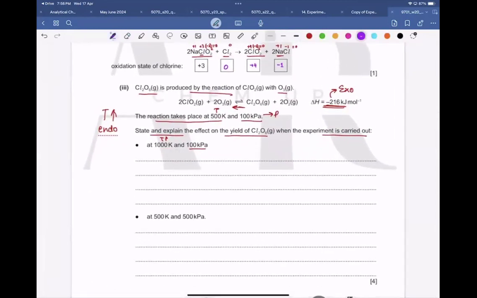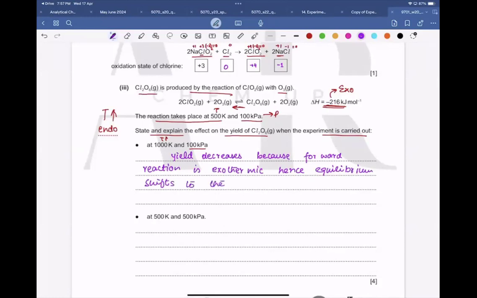Okay, so yield decreases because forward reaction is exothermic, hence equilibrium shifts to the left. Is this clear to all of you?